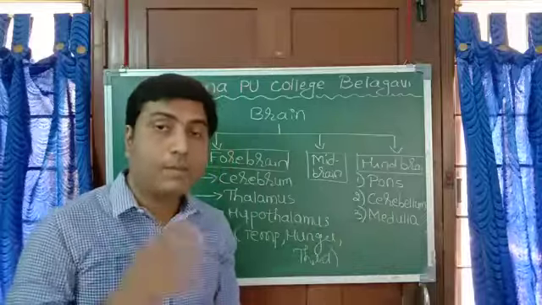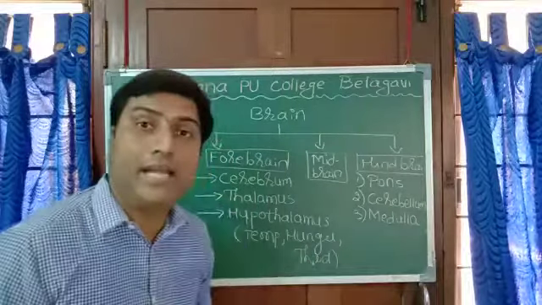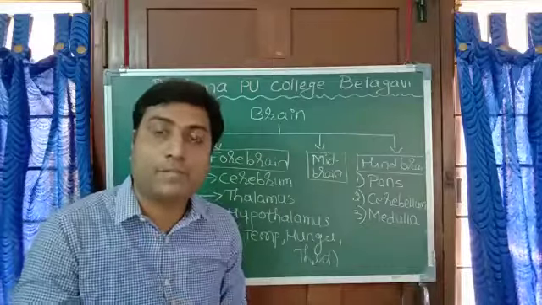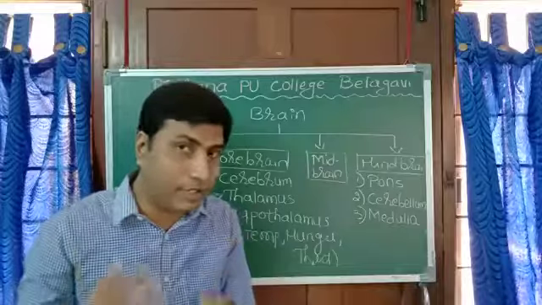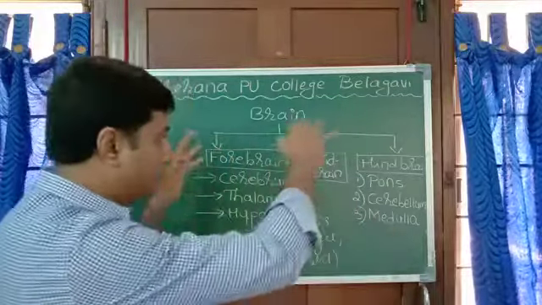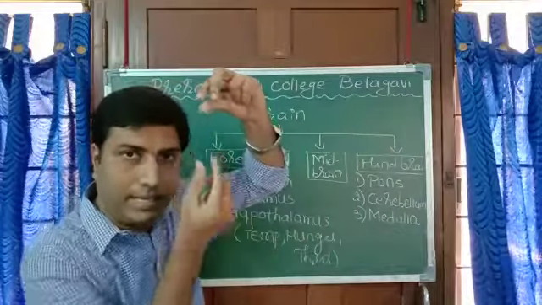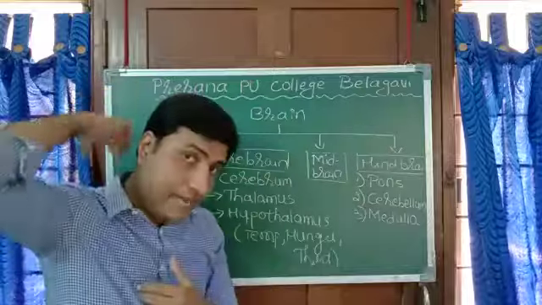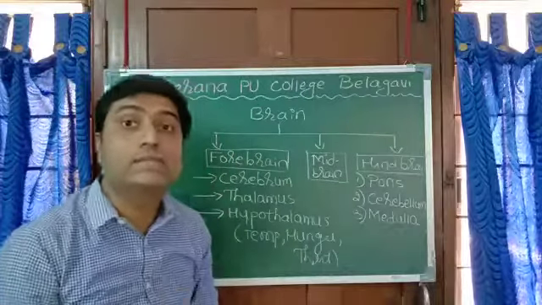And medulla controls several involuntary activities like salivation, blood pressure, and vomiting. These are not under our control, and they are controlled by the medulla. So these are all the functions of the brain. And from the brain, a tail-like structure extends and enters our vertebral column, our backbone. It is the spinal cord.